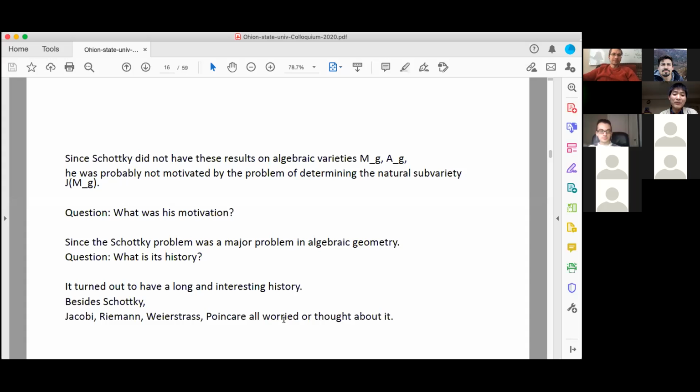Now, since the Schottky problem was a major problem in algebraic geometry, and probably still is, I want to know what its history is. It turns out to be very long, very, very interesting. So next, I'm going to show you what I found. Besides Schottky, Jacobi, Riemann, Weierstrass, Clebsch, and Poincaré all worried or thought about this. So there was some interesting story that comes out of this.